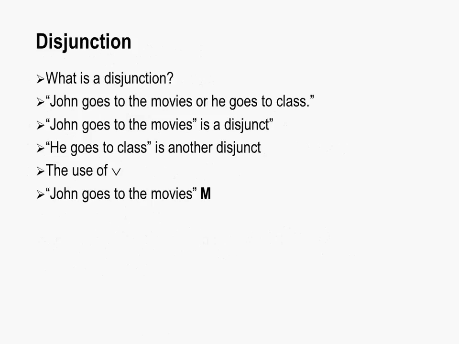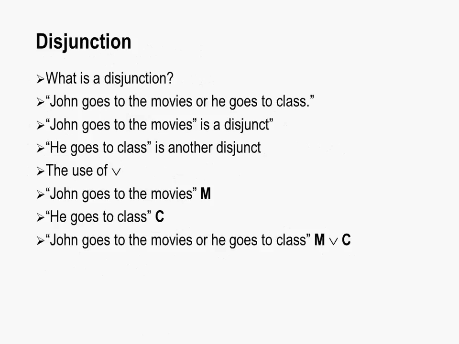So let's look at an example. John goes to the movies. We would use the M to symbolize that specific statement, and John goes to class, we would use the capital C to symbolize that statement. So then the whole statement, John goes to the movies or he goes to class, would look like this. M wedge C would symbolize, or formalize, that whole disjunction.